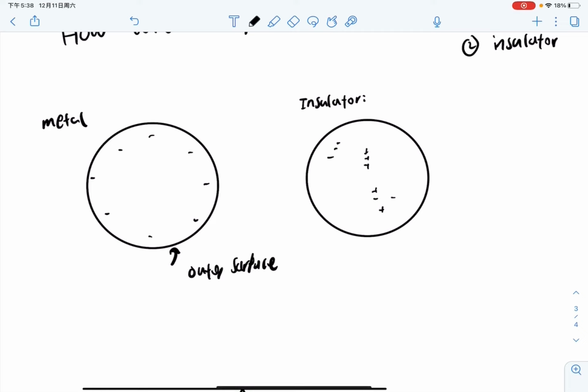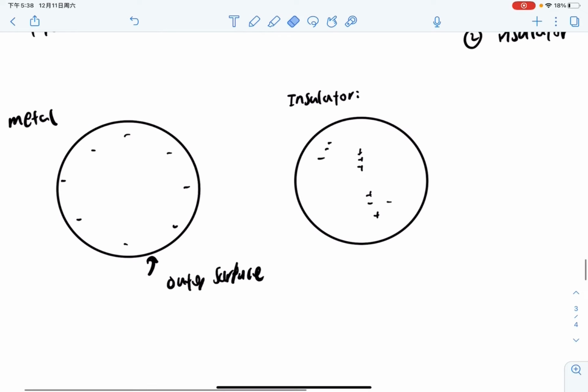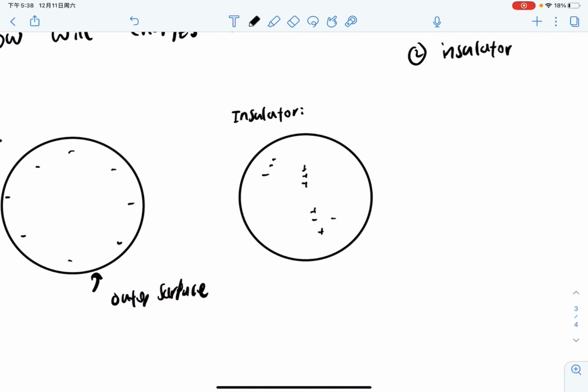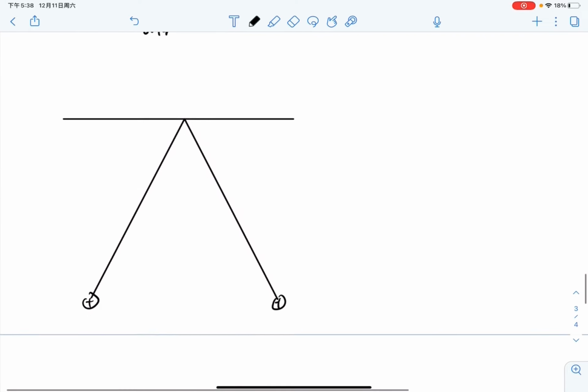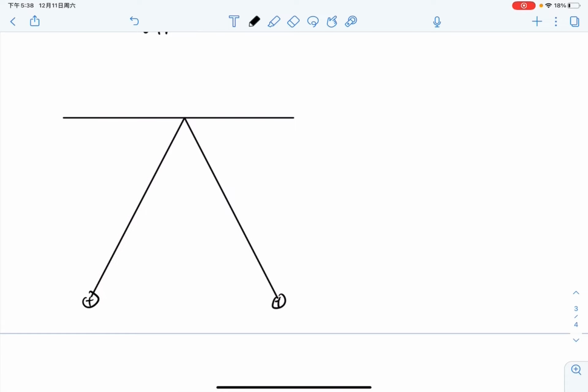And when in equilibrium, there will be no charges inside the metal. Okay, there will be no charges. And for the case of an insulator, because the charges are not free to move, the distribution will be kind of random. And now we're going to take a look at this example.